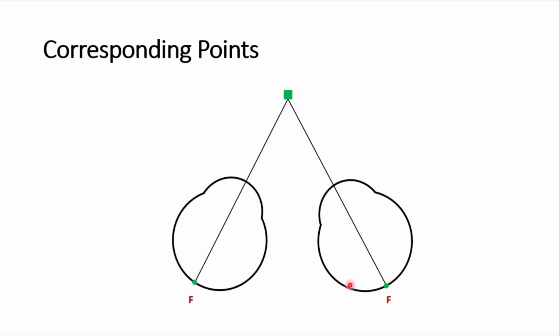Let us say, for example, we have another point besides the point of fixation. Now we connect it to the nodal point and extend it into the retina. It will fall at a point which is nasal to the fovea. When we do the same for the other eye, we'll see that it is going to fall at a point which is temporal to the fovea on the right eye. So these two points, nasal to the fovea on the left eye and temporal to the fovea on the right eye, are also called corresponding points.